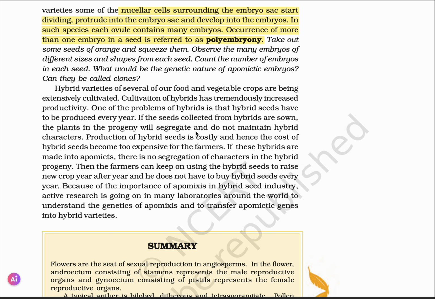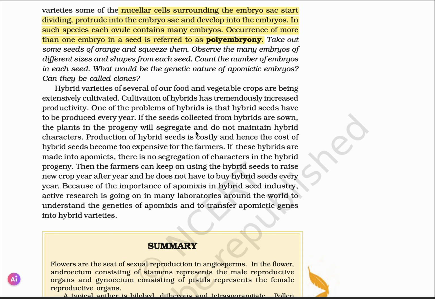Hybrid varieties of several of our food and vegetable crops are being extensively cultivated. Cultivation of hybrids has tremendously increased productivity. One of the main problems of hybrids is that the hybrid seeds have to be produced every year, which means they could be very expensive.